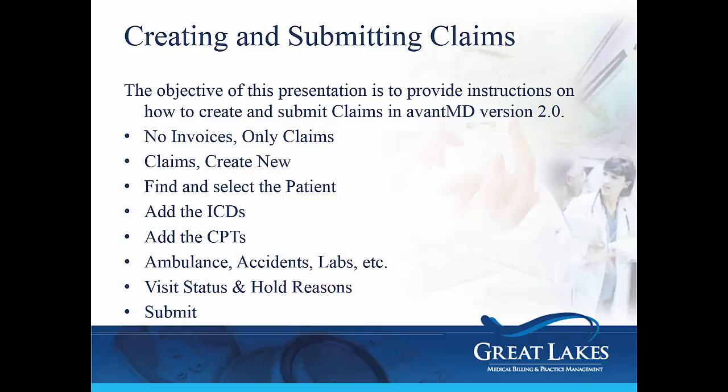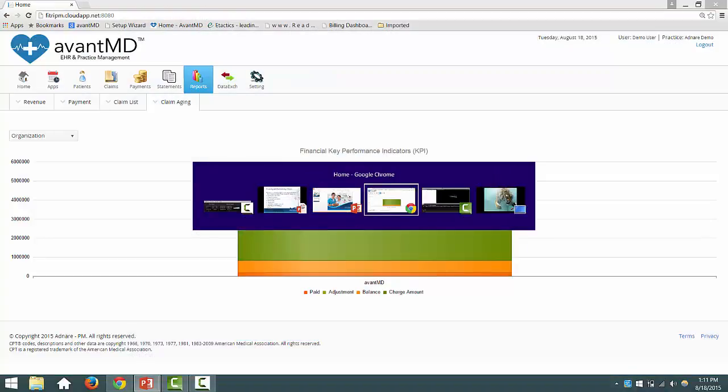So basically, I'm going to show you in the system here. We're going to create some new claims. We'll find the patient that the claim relates to, add the various codes, show you where some additional information for accidents and labs and ambulances and so on are, and then talk about some visit status and hold reasons, and then of course how to submit.